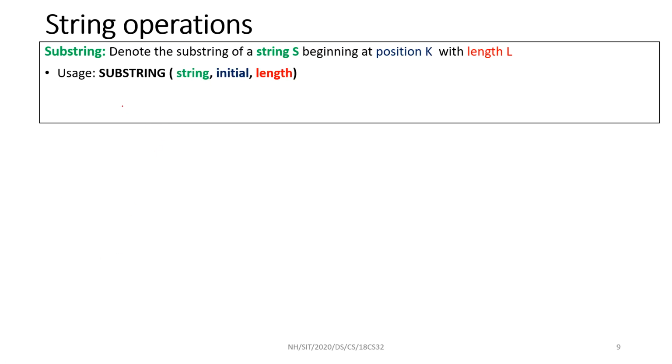These are all the ADT. Suppose substring is my function which takes the main string, the initial place from where you have to extract, and how many characters you have to extract, the length of the characters. A substring will be returned whose length is the given length, extracted from this position.